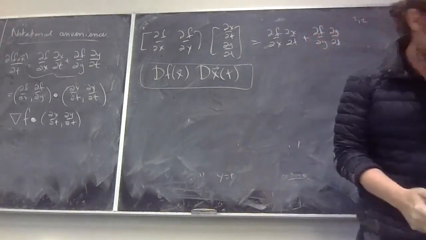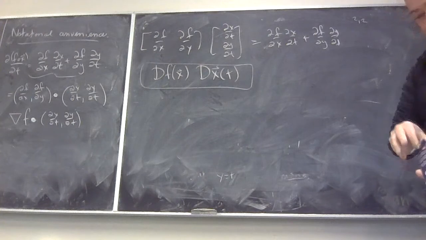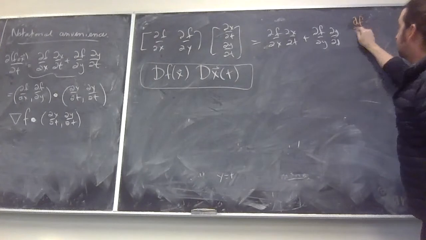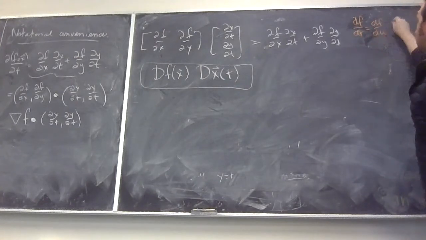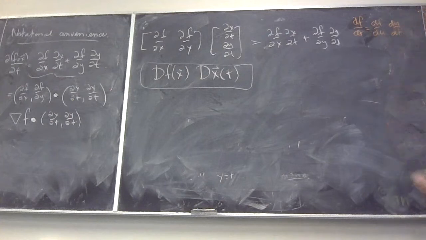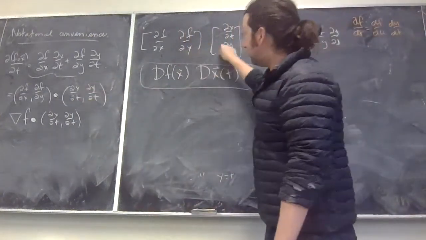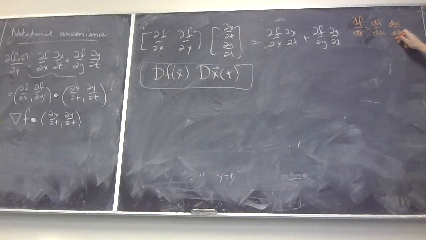Because the calculus 1 idea was that df dt was equal to df du du dt. That's the chain rule from calculus 1. It doesn't look like this. So the point of trying to rewrite this derivative in this matrix form is to get the same sort of expression, so that we can use it the way we use the chain rule in single variable calculus.